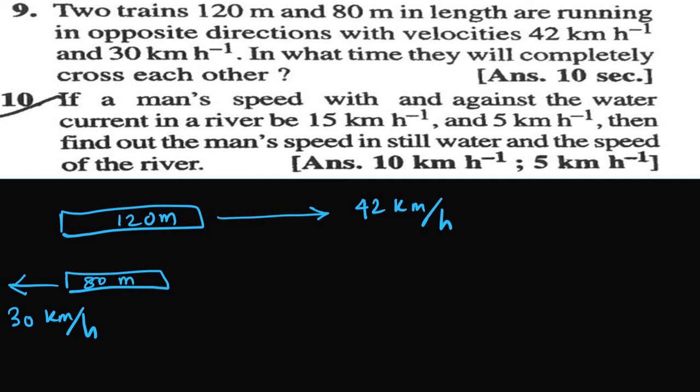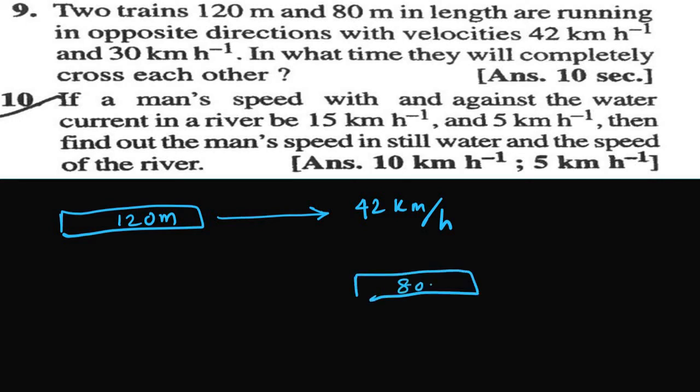So in what time will they completely cross each other? Now this is a very typical question. When they cross each other, you should assume that this particular train is moving from far off a point, but we have to think of their lengths as well, as they have to cross each other. We need to add them up, I think so. So let's get started. We should solve the problem.